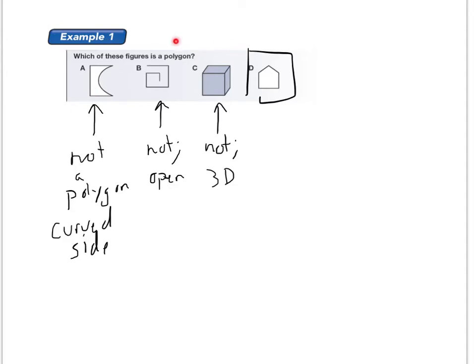Now this is important to notice the difference. We could have just picked this one and said why, but I like having this written down so we know this has a curved side, not a polygon. This is open, so it's not a polygon. This one's 3D, it's not a polygon.